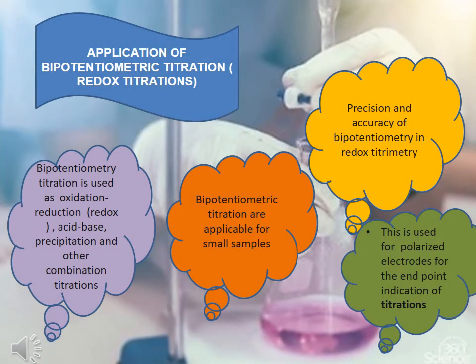Now moving to the application of bipotentiometric titration, also called redox titration. Bipotentiometric titration is used for oxidation reduction, acid-base, precipitation and other combination titrations. Bipotentiometric titrations are also applicable for small samples. Precision and accuracy of bipotentiometry in redox titrimetry is good, and it uses polarized electrodes for the endpoint indication of titration.